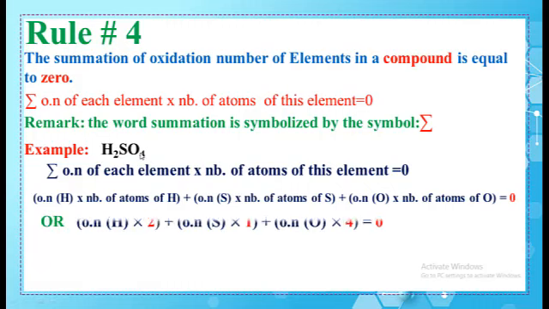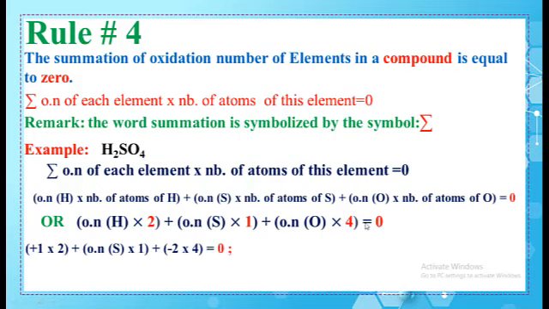Or the oxidation number of H times how many H we have in this compound, 2, so times 2, plus the oxidation number of S, how many sulfur atoms, only 1, so times 1, plus the oxidation number of O times how many oxygen atoms in this compound, 4. The summation of the oxidation number of each element is equal to 0.